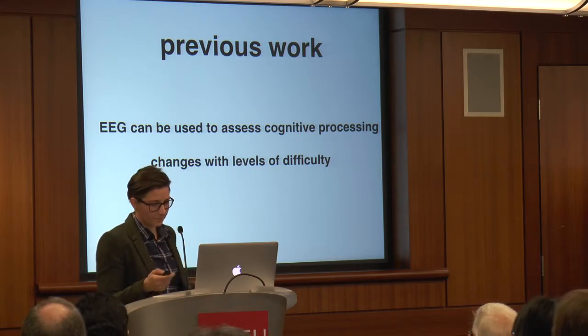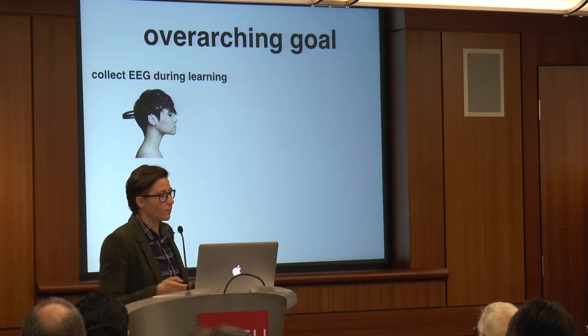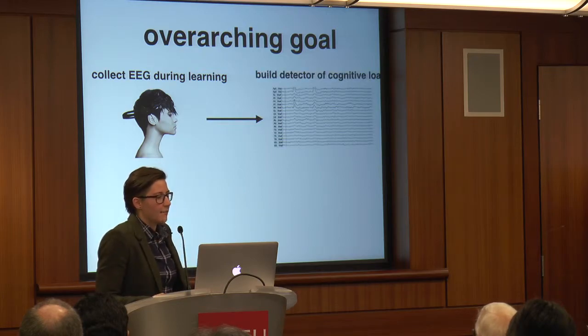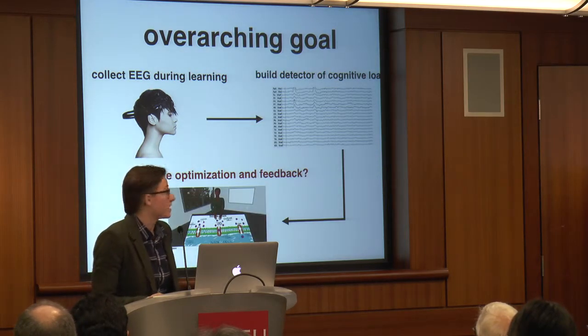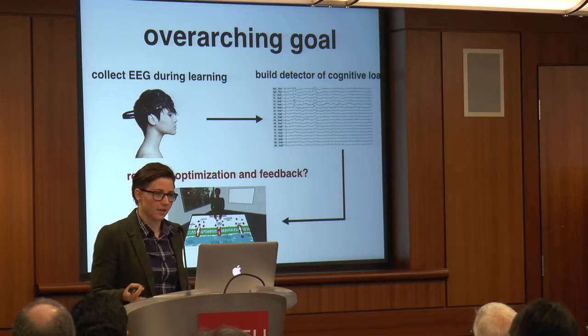There's quite a bit of work on that, and we see that it changes with the level of difficulty of the task. So then, moving forward to our overarching goal, we want to collect EEG while students are in this ecological learning environment and build a detector of cognitive load. And then eventually the goal would be to build a system that has some real-time optimization and feedback based on the student's cognitive load.